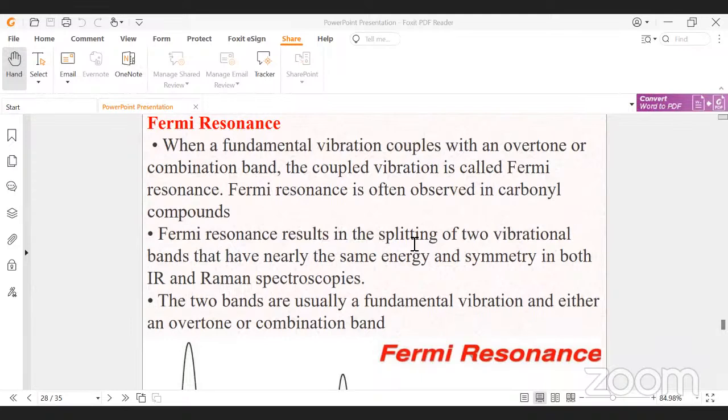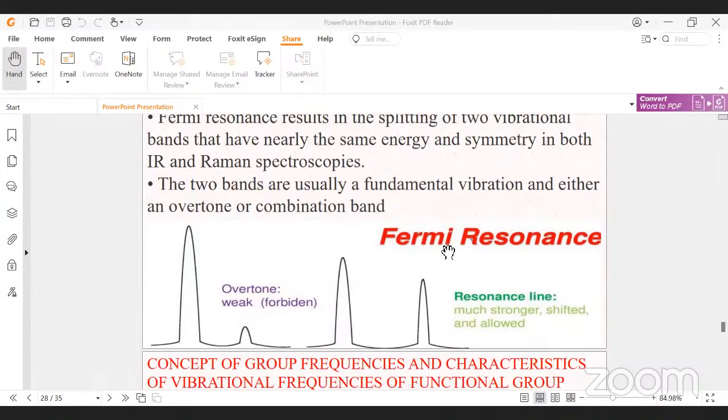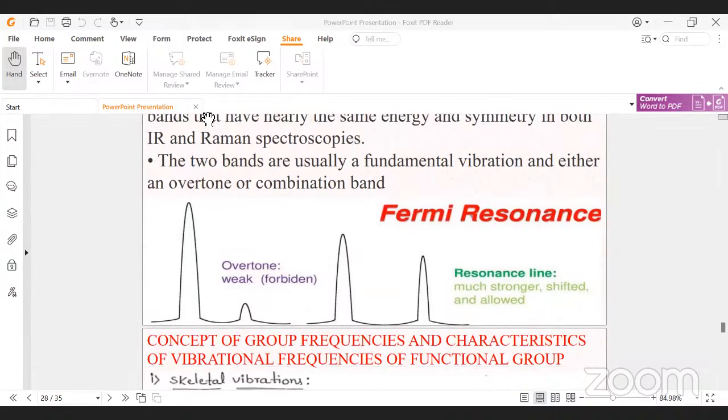Fermi resonance results in the splitting of two vibrational bands that have nearly the same energy and the same symmetry, in both IR and Raman spectroscopies. The two bands are usually a fundamental vibration and either an overtone or a combination band. For example, look at here. This is a vibration band, a fundamental band with higher intensity, and this one with lower intensity is an overtone.